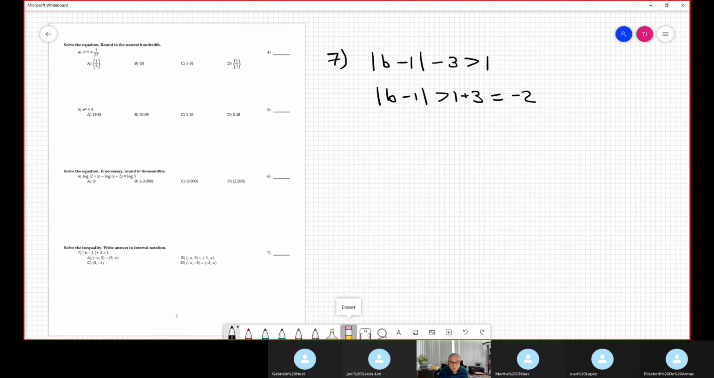No, negative 2, positive 4. Then so far we have absolute value b minus 1 greater than 4. And remember the rule, you copy b minus 1 two times because I know that the solution contains two b's. And this is greater than 4 and less than negative 4. And we convert this like a compound inequality.